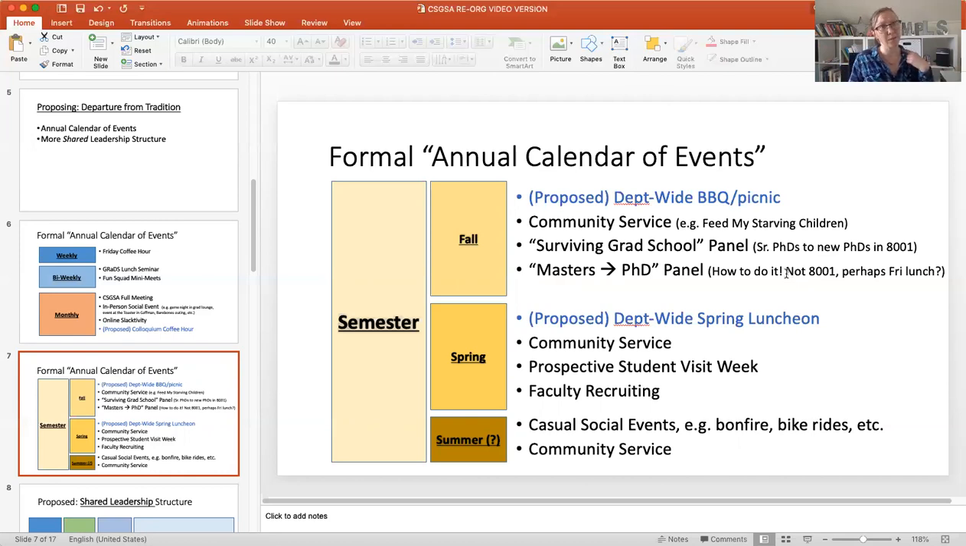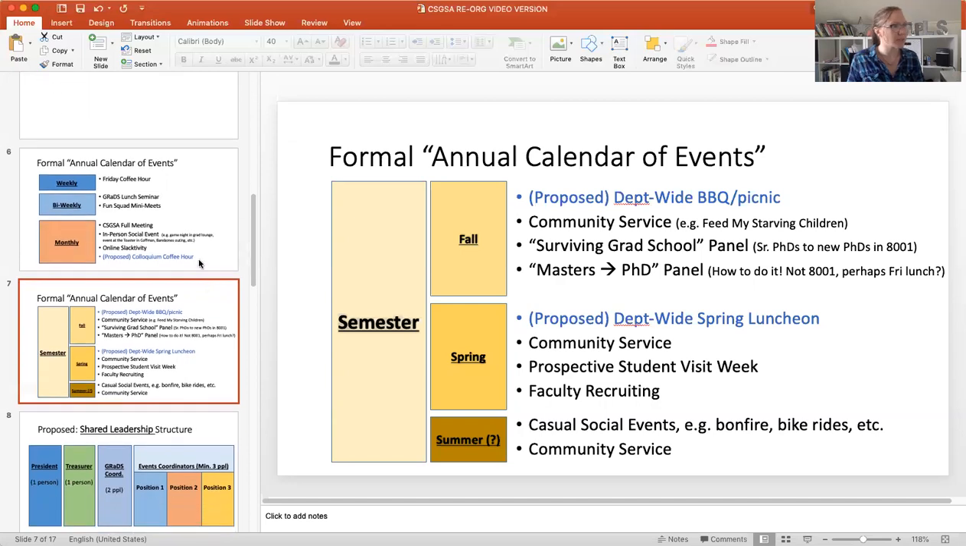Summer is an interesting one because a lot of us leave for the summer to do internships, but there's still a lot of us that stick around. And right now we just kind of have crickets in the summer. No one really does anything. And it might be nice, but maybe not a completely expected officer responsibility, to also organize a few casual social events during the summer or to do another community service event during the summer.